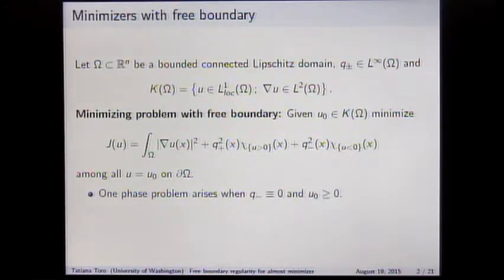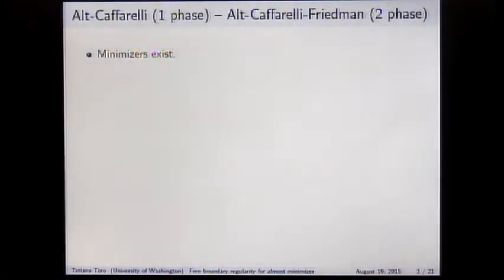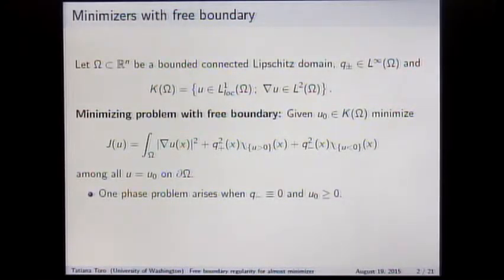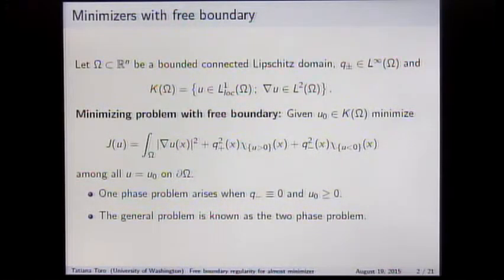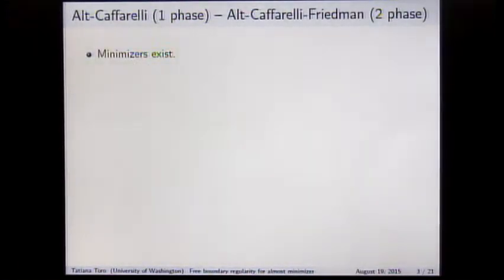Why? Because then we only have the positive part and the 0 part. I'll draw a picture in a minute. And in the case when Q plus and Q minus are both positive, then we have the two-phase problem. Okay? So as I said, this problem was looked at.